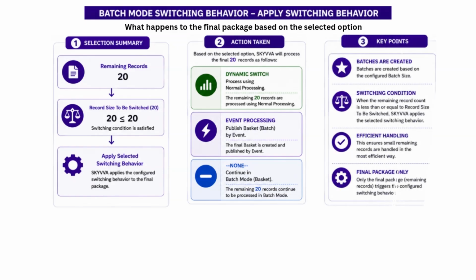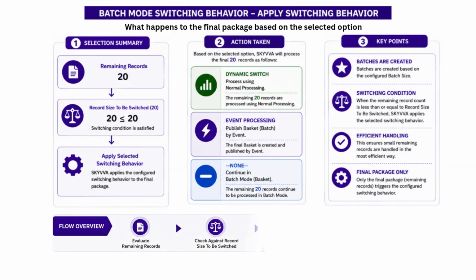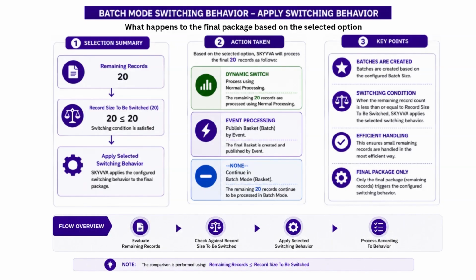The next section is Key Points. The switching behavior applies only to the final package. SKYVVA first creates batches based on the configured batch package size, then checks whether the remaining record count is less than or equal to the record size to be switched value. If the condition is satisfied, the system applies the selected switching behavior to process the remaining records in the most efficient way.